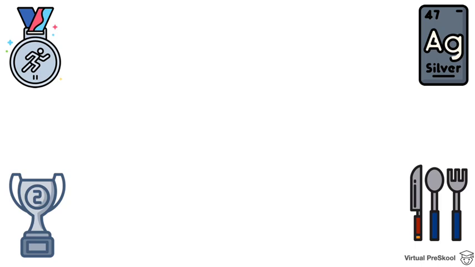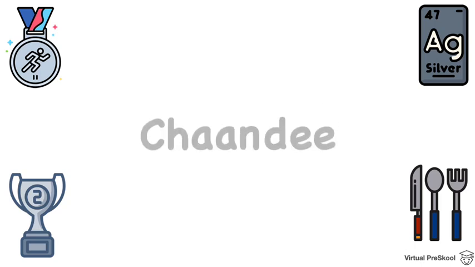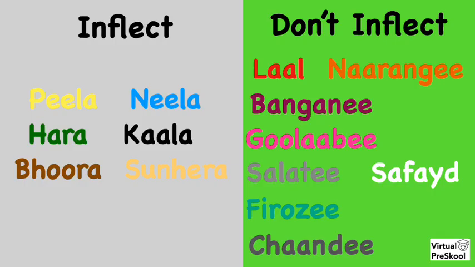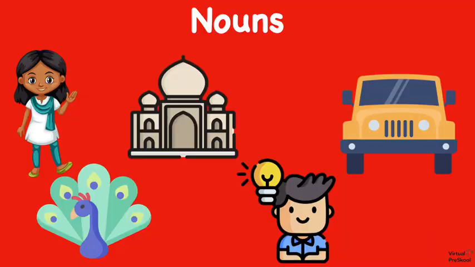And silver. Silver in Hindi is chandi. Does it end with an a sound? Nahi. So does it inflect? Nahi. So here we can see all of the color words that inflect and all of the ones that don't. On the left, you have all of the ones that inflect, and on the right, all of the ones that do not inflect. So how do you know which inflection to use?